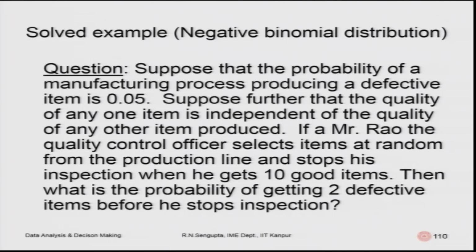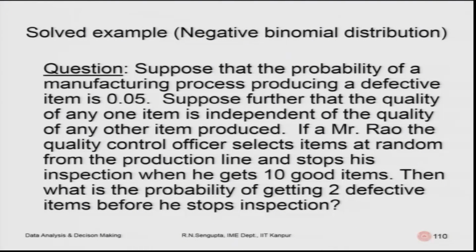Then what is the probability of getting 2 defective items before he stops, which means that he has to have 9 good items and consider the case. So, these 2 are the defective items. The total combinations we can fill up the places before the 10th good one is picked: there are 9 items which are good, 2 items which are bad, and they have to be picked accordingly. The defective item probability is 0.05, so 2 items being bad is 0.05 square, and 9 items being good is 0.95 to the power 9, where 0.95 is 1 minus 0.05.